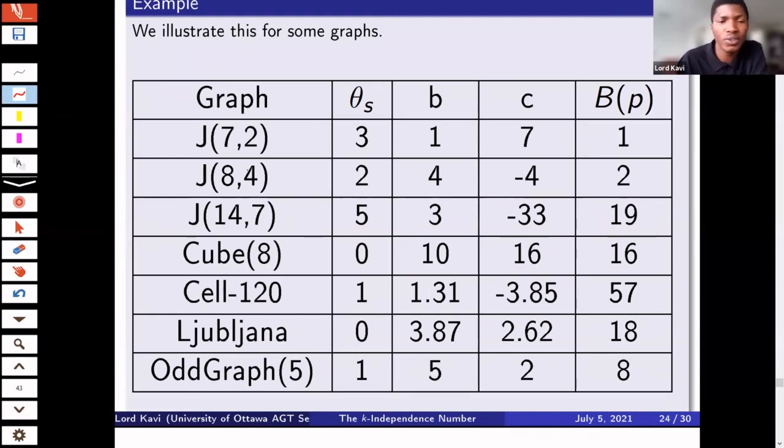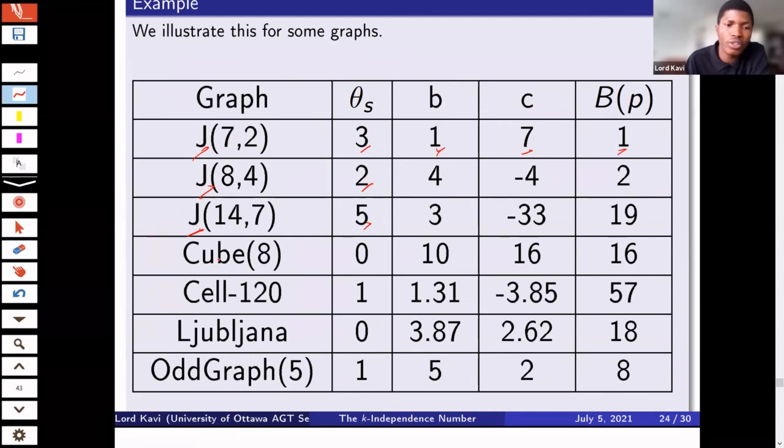So let me just look at some few graphs and what their parameters b and c are. For instance, this refers to the Johnson graphs: the Johnson graphs J(7,2), J(8,4), and J(14,7). So theta S happens to be 3, 2, and 5 for each of these. And then we obtain b to be 1, for instance for J(7,2), and c is 1. And this gives us 1 as expected.